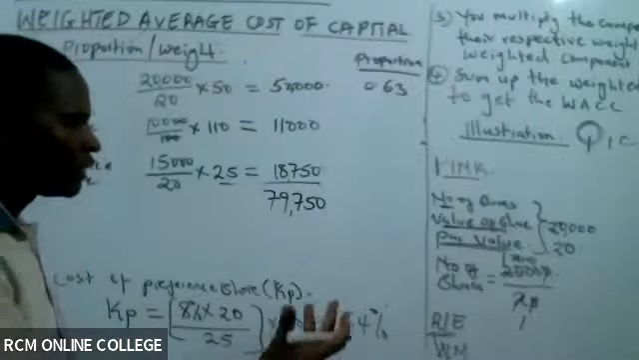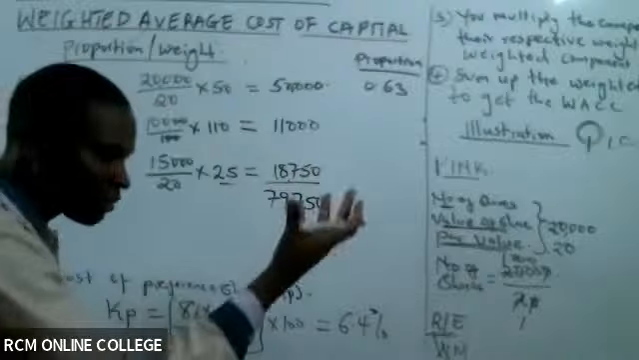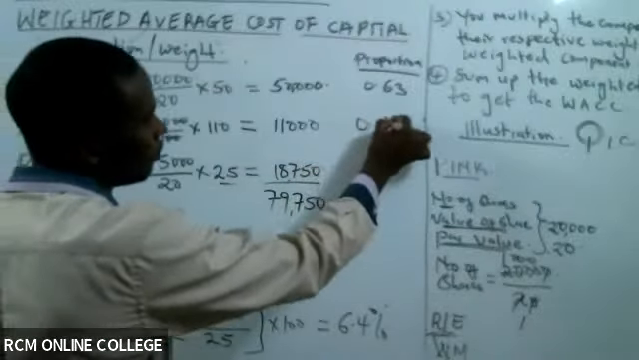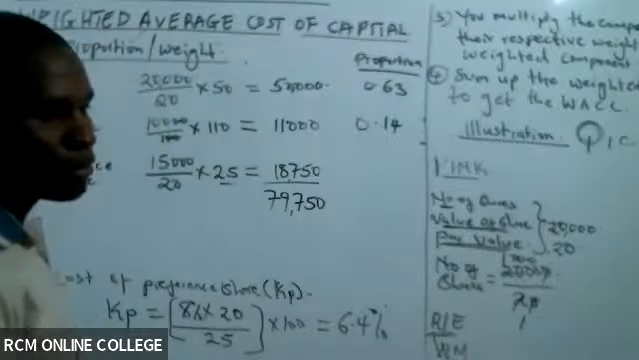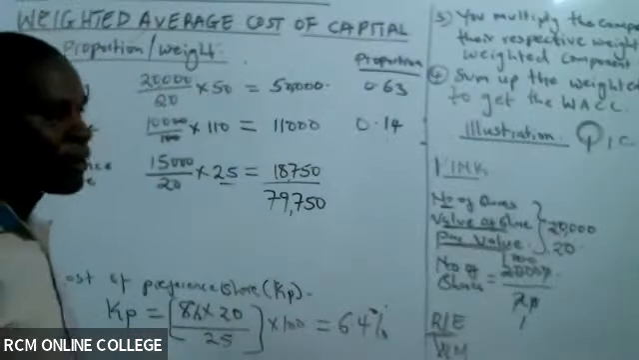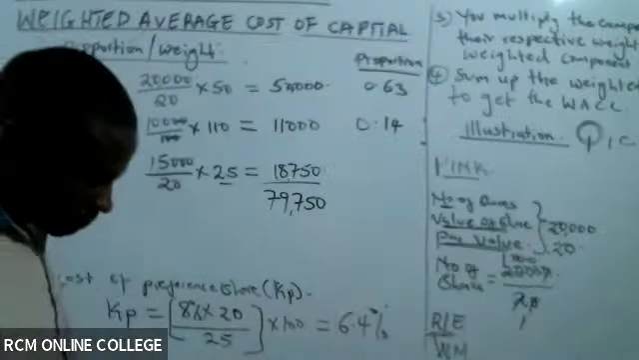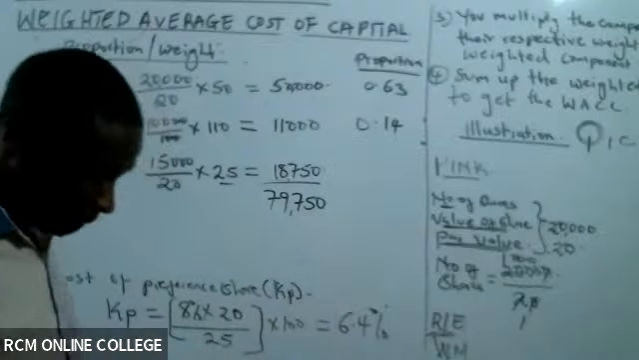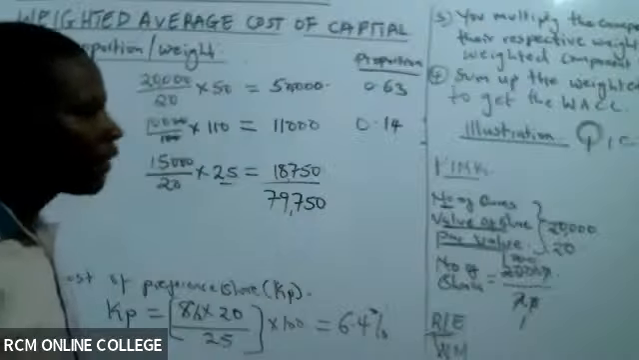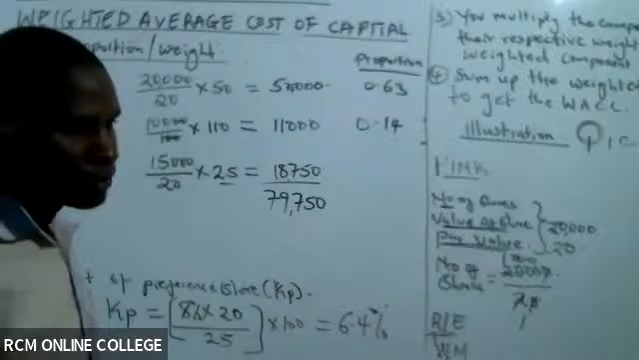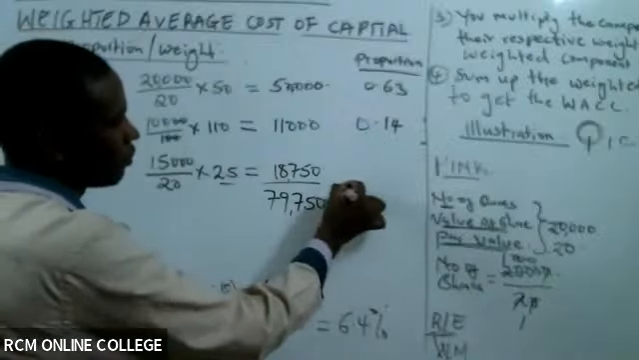What is the proportion in our structure? Debenture inasimamia kiwango gani? 0.14. Haya. What about preference share? Preference share inasimamia kiwango gani? 0.24.